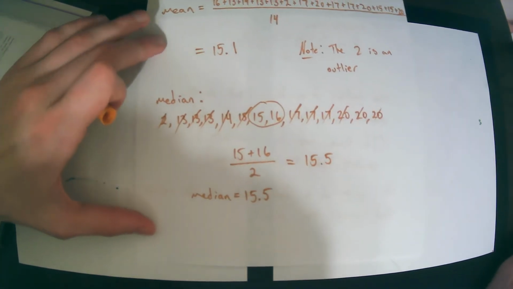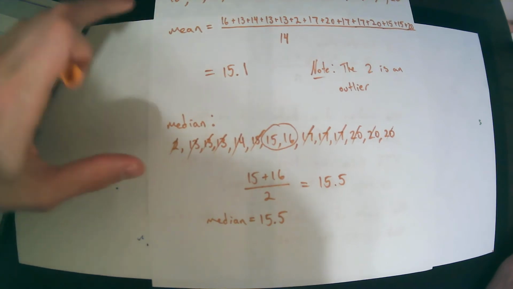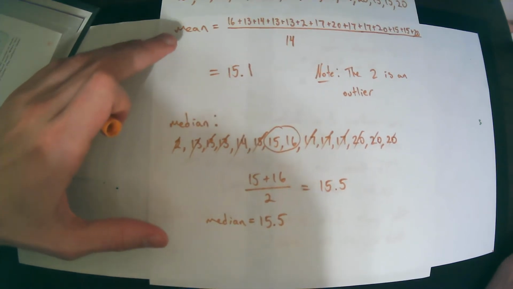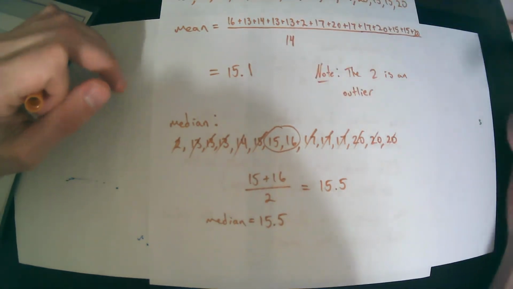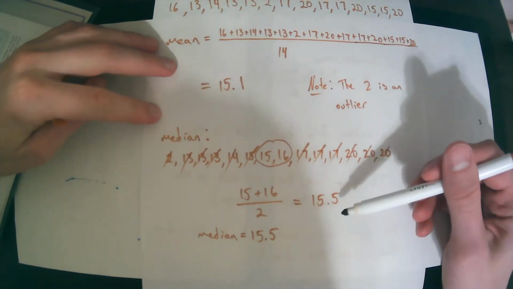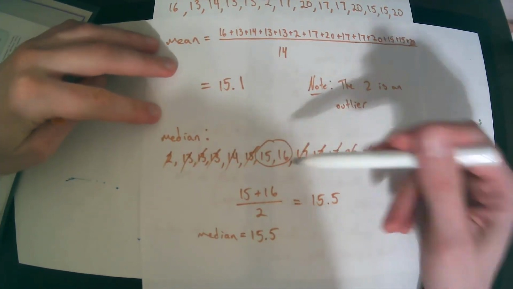Now note for both of these, median and mean, neither one of these numbers are actually in the data set. Like 15.5 is not actually in the data set, and 15.1 is not actually in the data set.